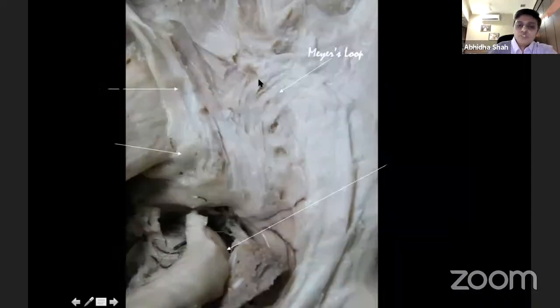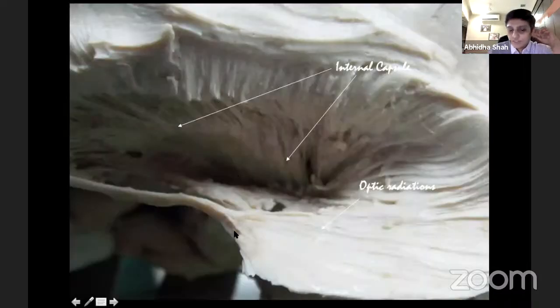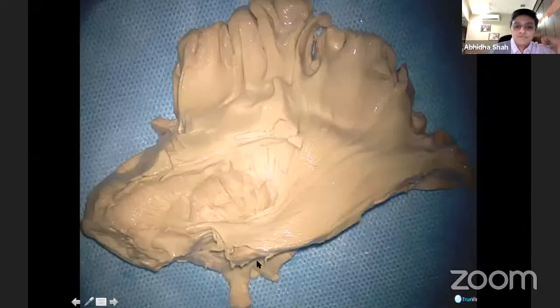Once you reflect both of them, you start seeing the Meyer's loop as it originates in the lateral geniculate body and runs into the roof of the temporal horn and then in the lateral part of the temporal horn. This is the loop that we have to avoid while performing epilepsy surgery, while performing amygdalohippocampectomy. So you can see this loop that is going in the lateral aspect of the temporal horn, which is again identifiable here in this region. This is the region of the Meyer's loop.